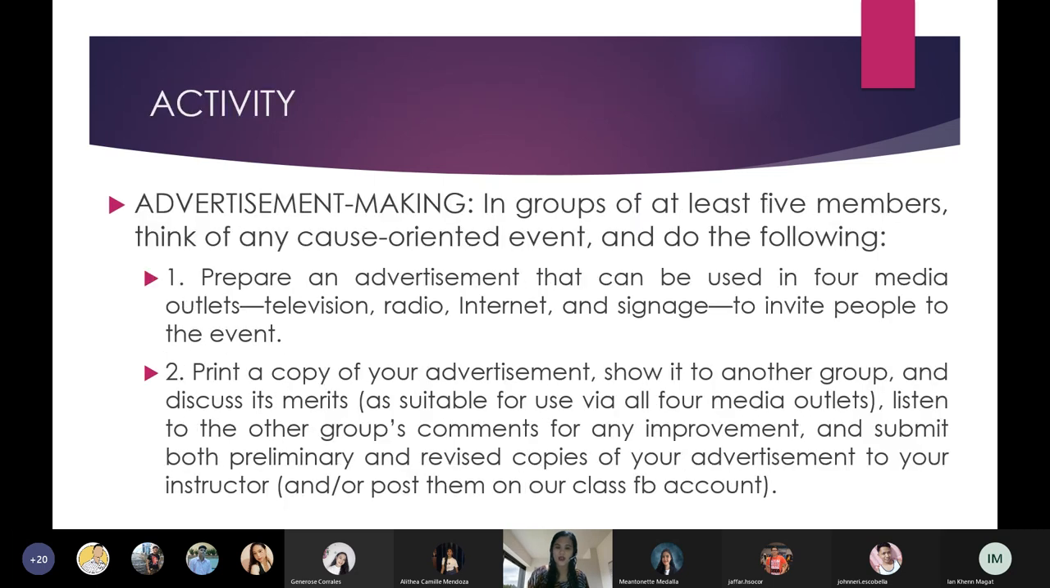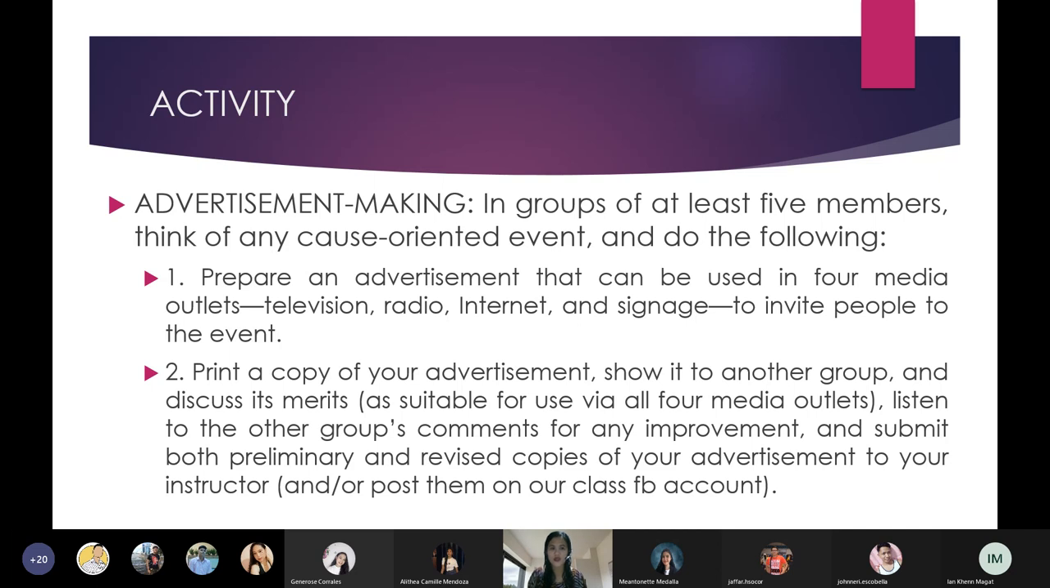So here is your activity. Please screenshot it. Paki-screenshot po natin. So this is an advertisement making, and this one has connection with the next topic that I'll be showing you. Okay, advertisement making. In a group of at least 5 members, think of any cost-oriented event and do the following. Pero of course, I am not going to group you anymore because you already have your group in MS Teams. So kung ano yung grupo po ninyo last time, yun din po ang grupo nyo ngayon.